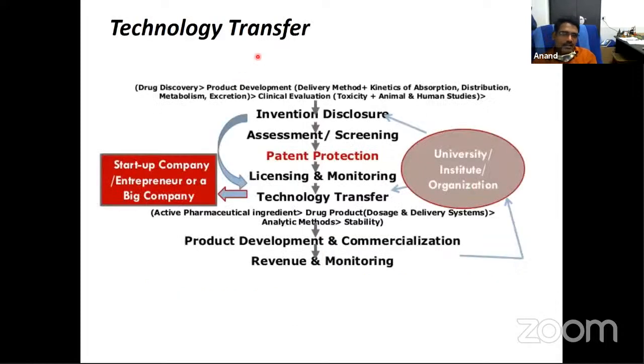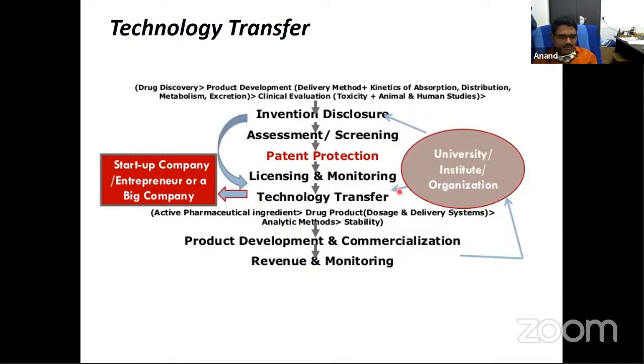Okay, so when we talk about technology transfer, once an invention has been disclosed and you have protected it with a patent, and you go to licensing and monitoring, finally you can transfer the technology, wherein a startup company, an entrepreneur, or a big company can take over, and they are going to pay you hefty sums of money because you are basically selling a patent to a company which is a manufacturer. You as an individual person may not have the money and power to produce products on a large scale.